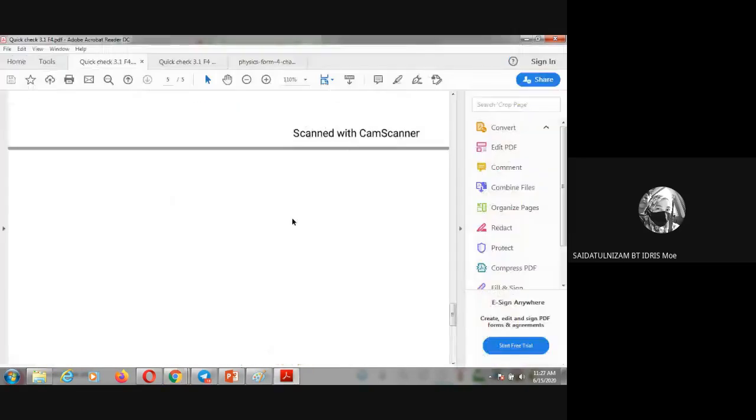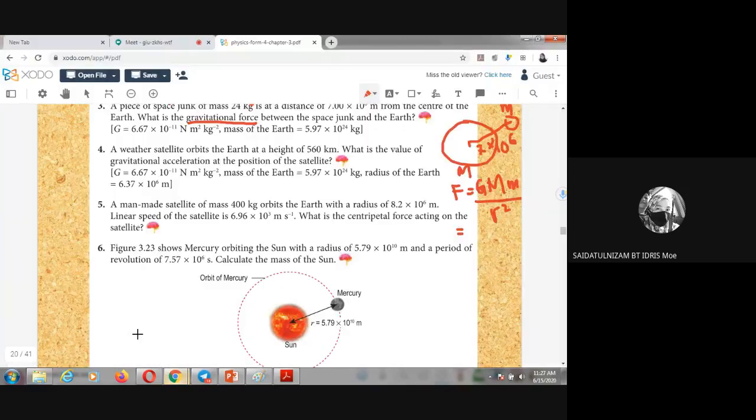Okay. Then we look at number 4. A weather satellite orbits the Earth at a height of 560 km. What is the value of gravitational acceleration at the position of the satellite? Okay, this is the situation. A weather satellite orbits the Earth. Say this is the Earth, and we have an orbiting satellite. It orbits the Earth at a height of 560 km. So the distance from the satellite to the Earth is 560 kilometers. We want small g, the gravitational acceleration at the position of the satellite.